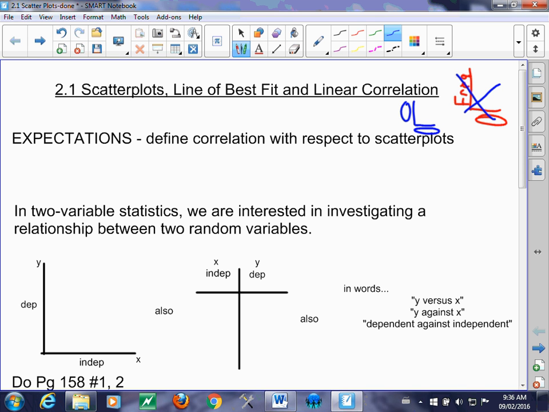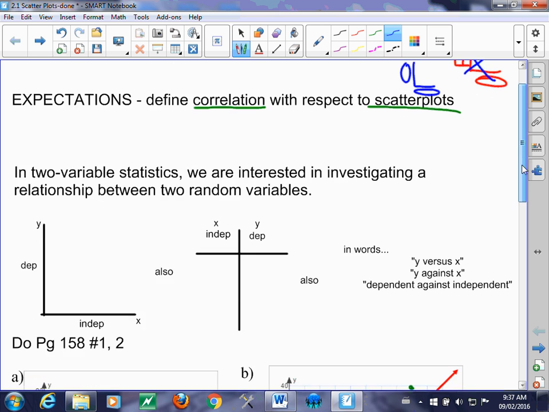How does time spent texting affect your marks, for example? Those are two different variables to compare a relationship. So today we're going to take a look at what the correlation is, and we're going to be developing that through scatter plots. Before we get to scatter plots, we do have to talk about relationships and what they look like and how you can see them.